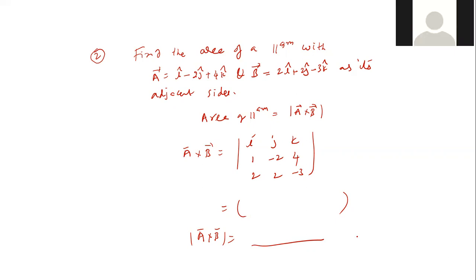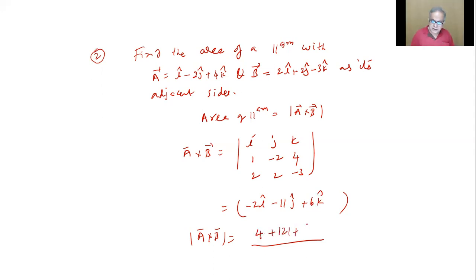Minus 2i minus 11j plus 6k. Tell me once again. Minus 2i, minus 11j, plus 6k. Do all the others agree? Yes, sir. So mod of A cross B will be root of 4 plus 121 plus 36.